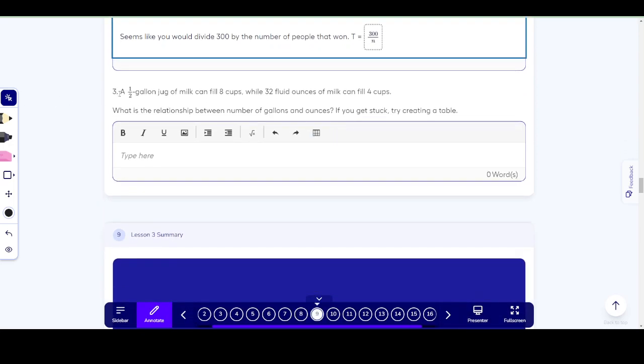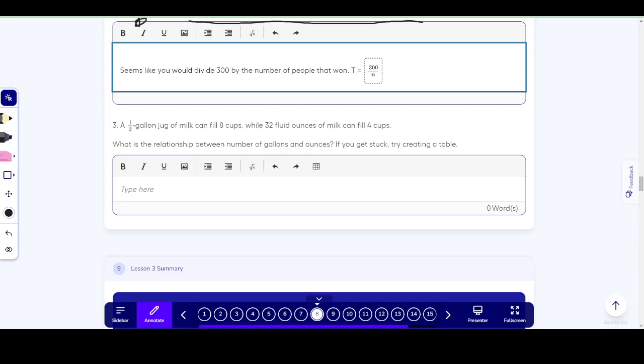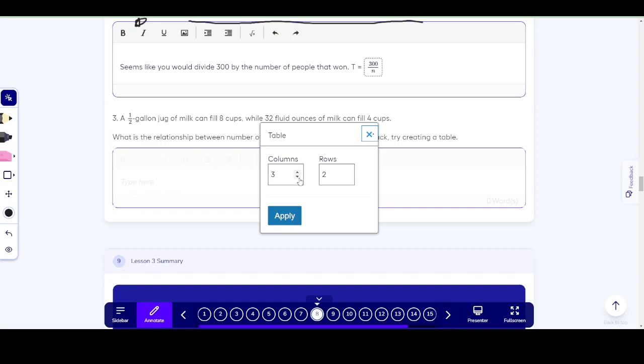Let's do this one. A half-gallon jug of milk can fill 8 cups, while 32 fluid ounces of milk can fill 4 cups. What is the relationship between number of gallons and ounces? If you get stuck, try creating a table. Well, we can create tables.